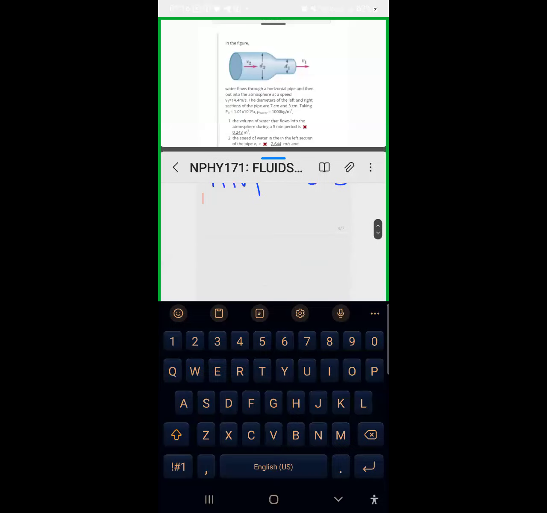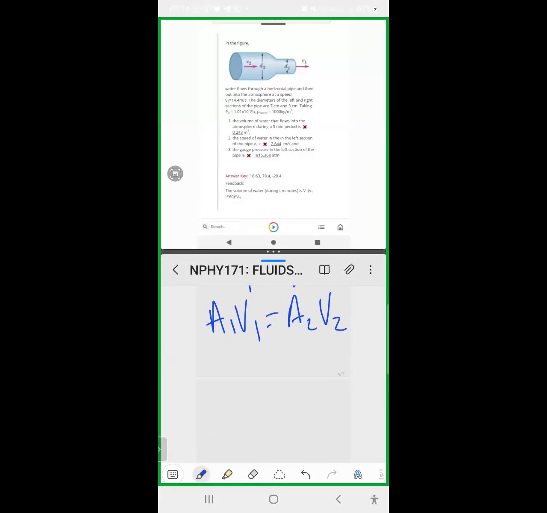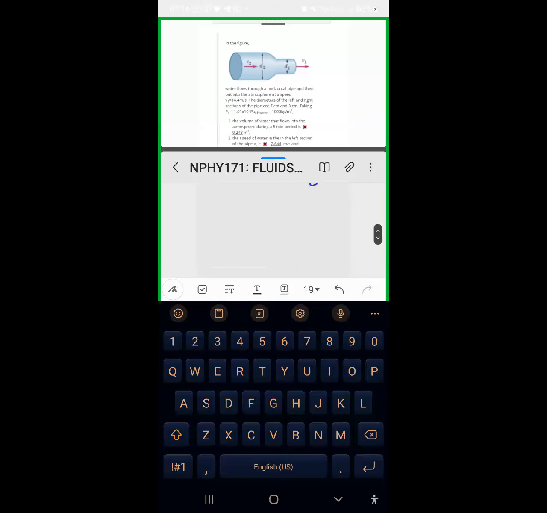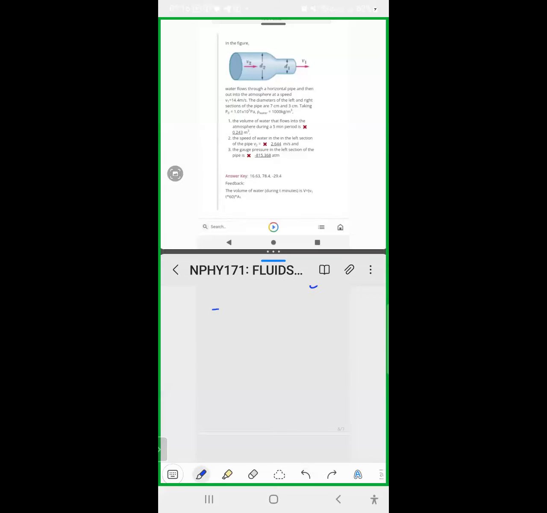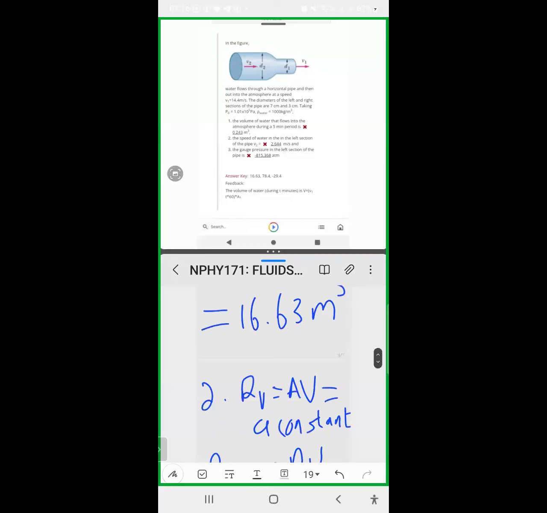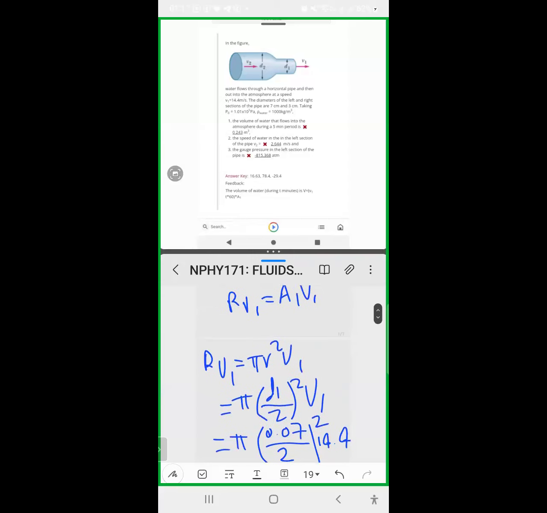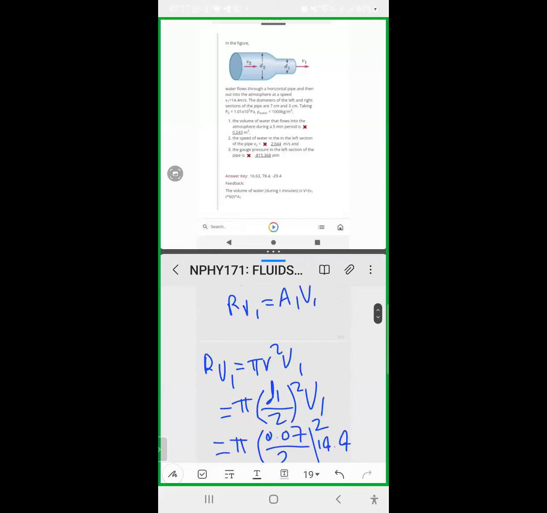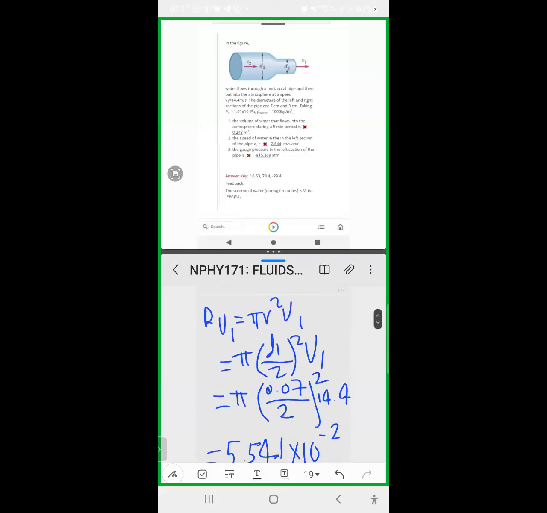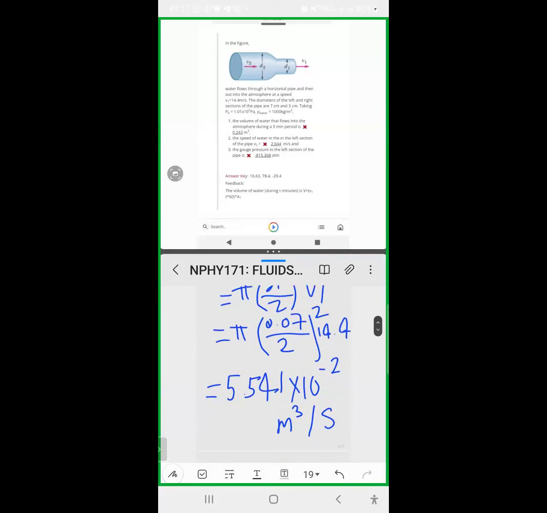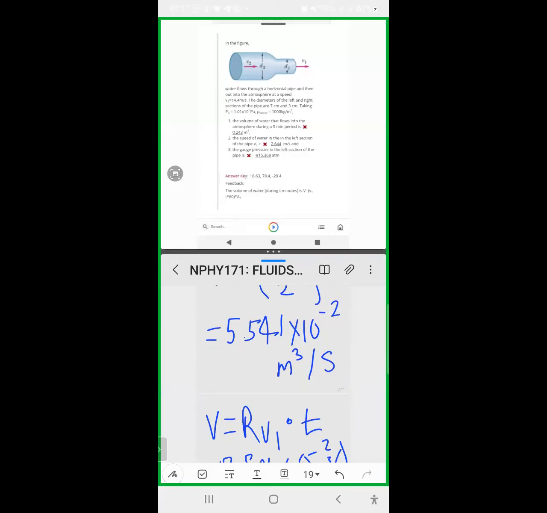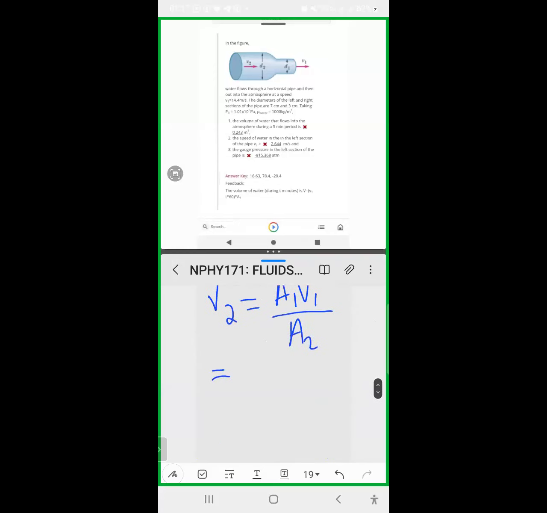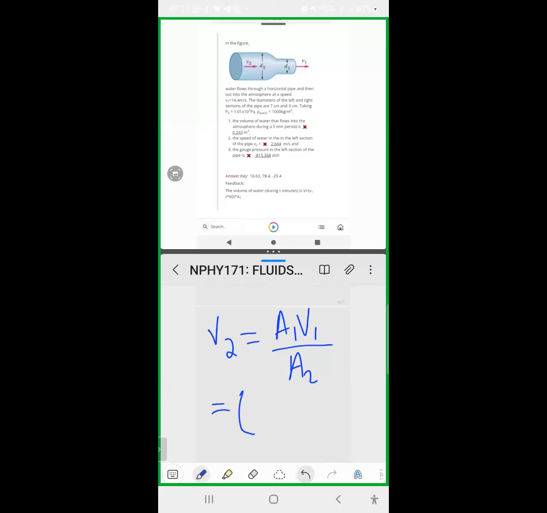Then from this, we're going to have that V2, which is what we are looking for, is equal to A1 V1 divided by A2. Perfect. Then now let's calculate. Remember we calculated our A1, and we saw that A1 is basically pi r squared, right? So this is pi into 0.07 over 2 squared. So we're going to substitute the same variable here for A1, that is pi. Forgot pi.